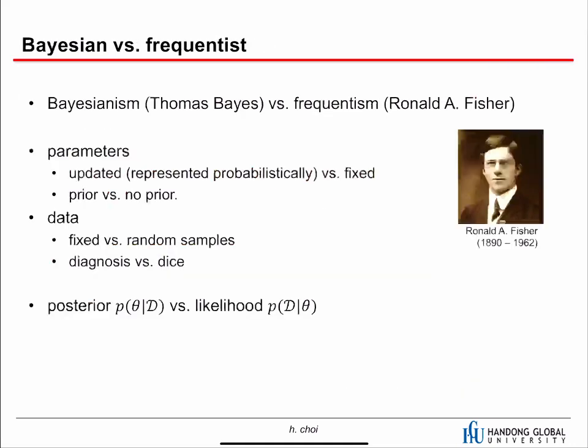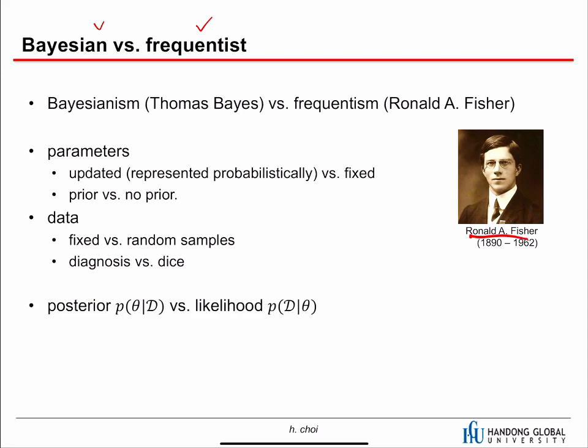And when you read some textbooks or some papers, you might meet these terminologies, Bayesian and frequentist. And there's a big difference between these two groups. Bayesian means the people who follow the Bayes kind of approach, and frequentists are the people who follow Ronald Fisher's approach. And what is the big difference between these two schools?